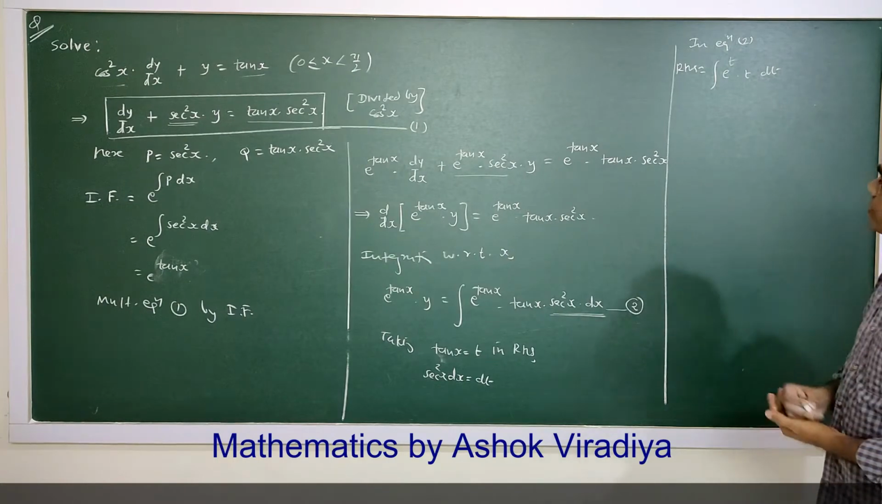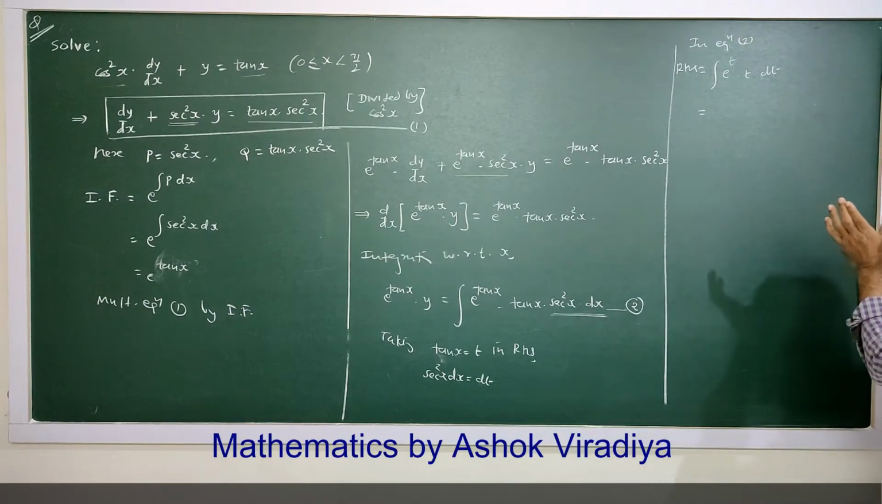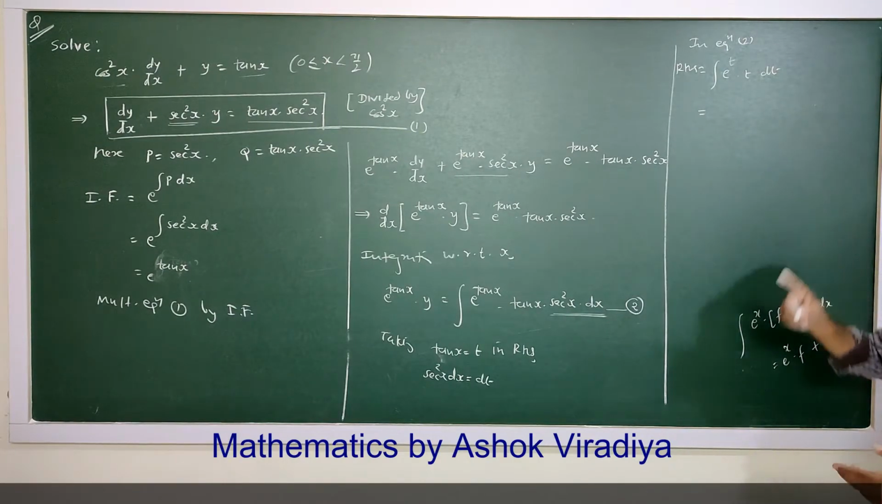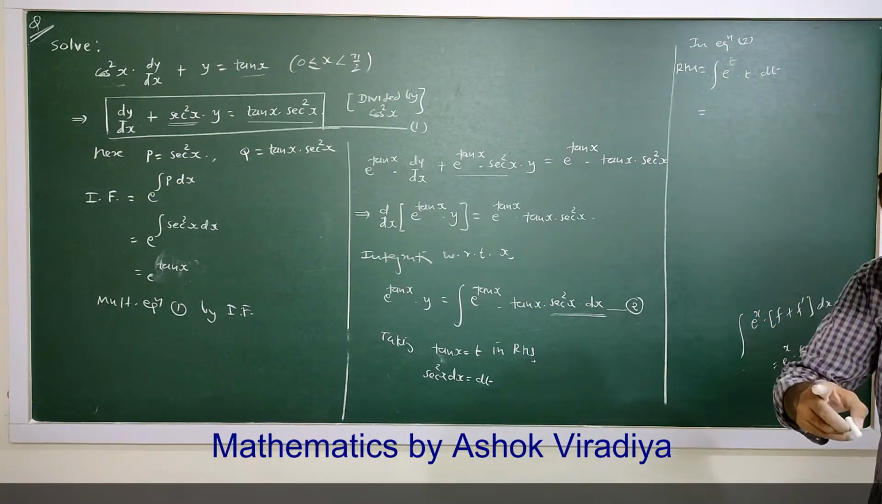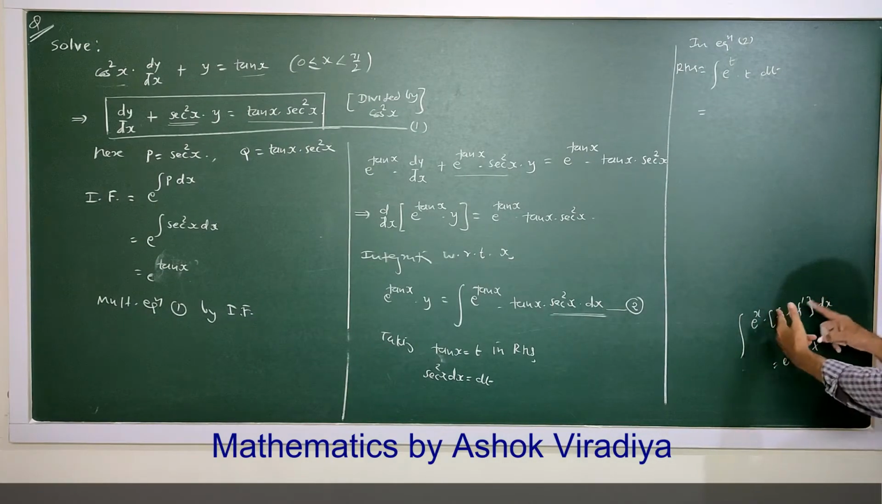Now we integrate this function. It can be integrated using the rule of integration by parts. We can also integrate by this rule: the integral of e raised to x into f plus f dash is e raised to x into f plus c. This can be integrated by two methods. Either you integrate by parts, or you integrate by this rule. In this question I am using this rule.